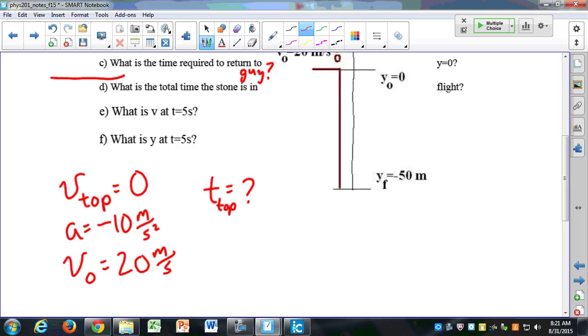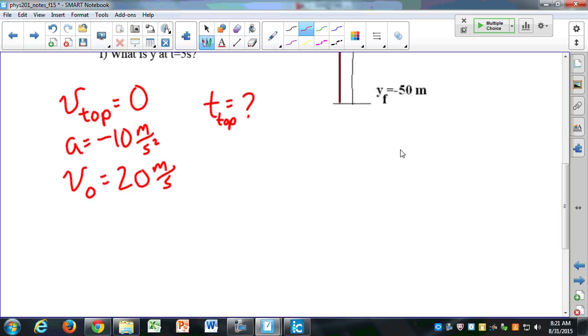Remember we had those two kinematics equations. I showed you how we could solve for this earlier. You could see a question like this on the test. I would consider this sort of a simpler question. What is T-top? I'm going to redraw the picture over here.